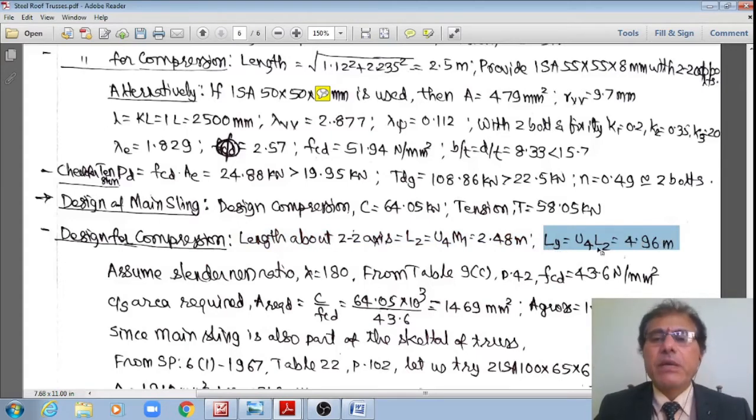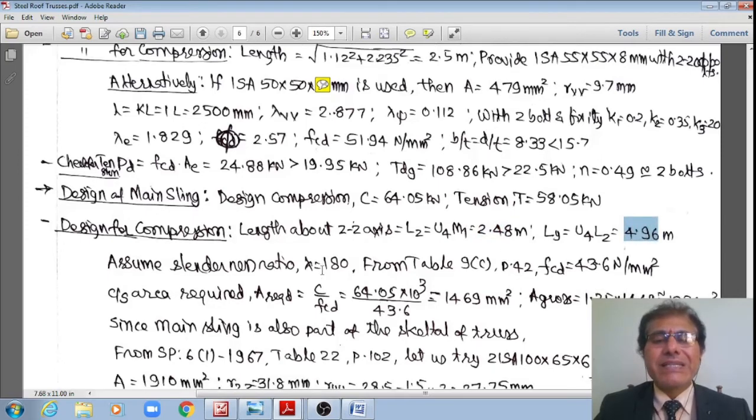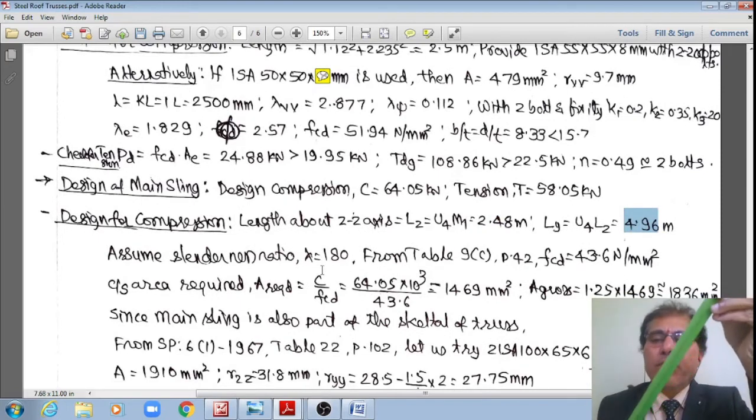the bottom chord member. That is how, at the apex point it is U4, and at the bottom it is L2, the bottom chord member, or principal tie, connected at L2. Therefore, that length U4 L2 is equal to 2 multiplied by 2.48. So 2 multiplied by 2.48 works out to 4.96 meter. 4.96 is the length which will buckle like this about the minor axis, right?